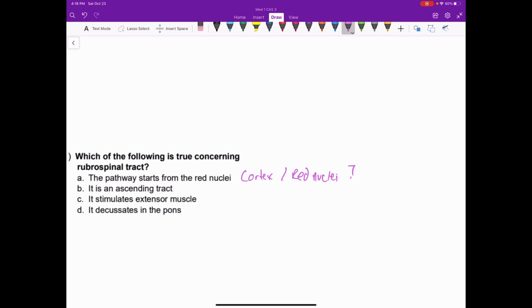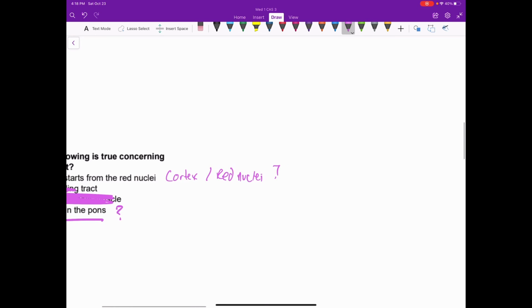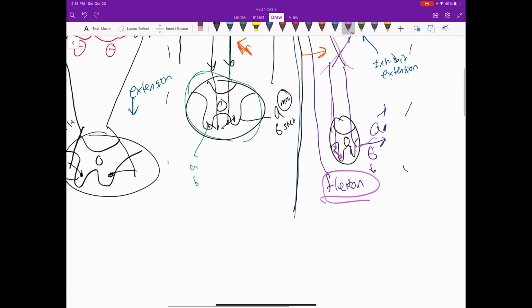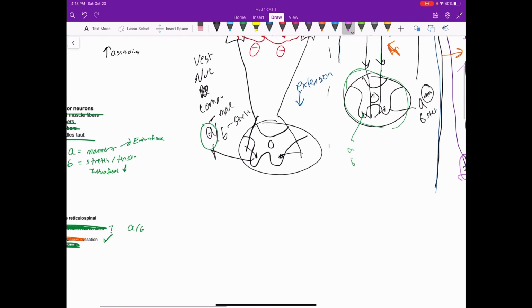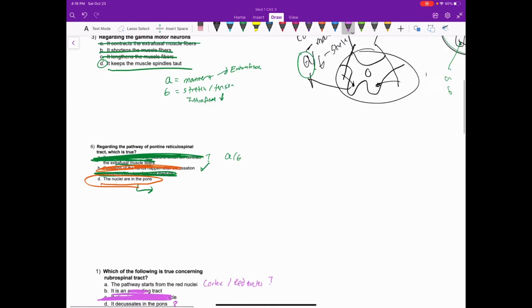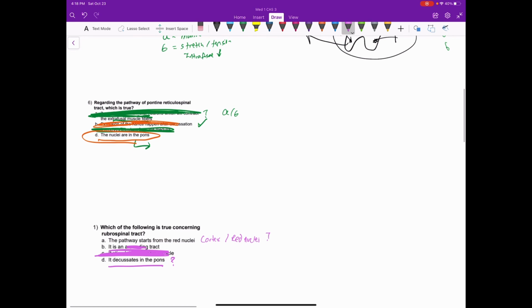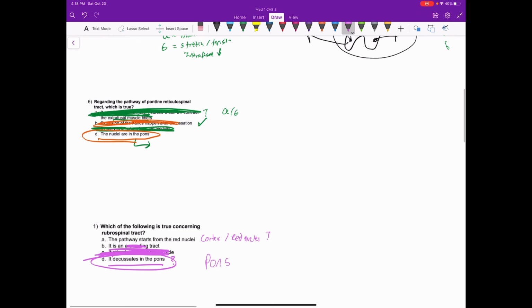Is it an ascending tract? No, it is a descending tract. We know this. It stimulates extensor muscles. No, it does not. What does it stimulate? Flexor muscles. It decussates in the pons. Oof, this might be our answer. Why is this our answer? Where is decussation occurring? Right over here in the ventral tegmental decussation, which is where? In the pons. Now, if you guys look at the last video I posted, you would be able to know this one. I just went really quick here, so it's kind of hard to tell, but the answer is D. I'm going to have another video talking about the pons in more detail, so if you didn't know that one, it's okay.